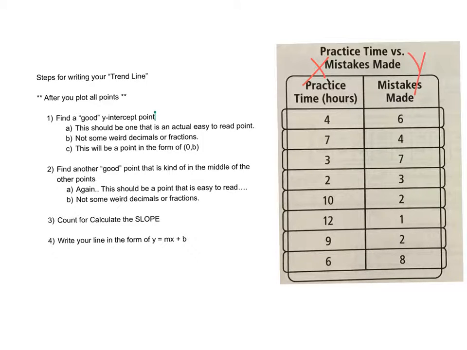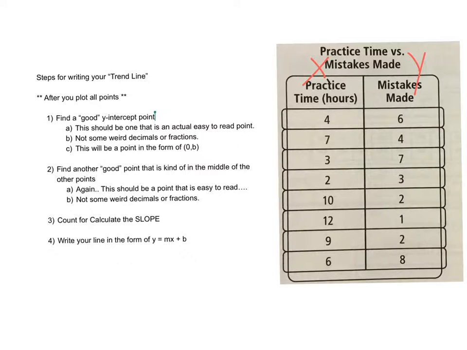4, 6, 7, 4, 3, 7. So our practice goes from 2 all the way to, no, 12. 2 to 12. And our mistakes go from 1 up to, looks like 8. So we can fit that on a regular chart. But again, the first thing you've got to do is plot the points. I'm going to do that on the next slide.